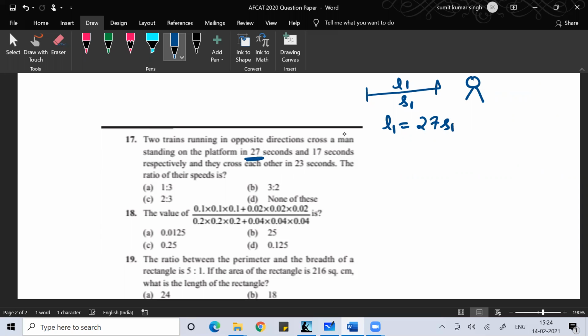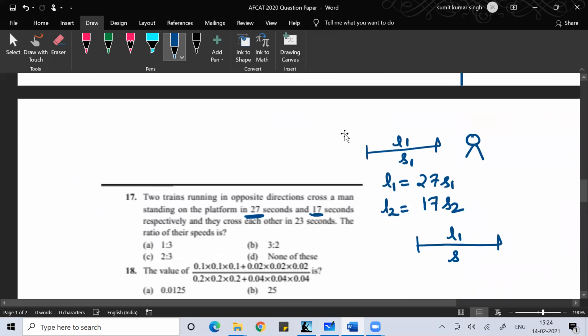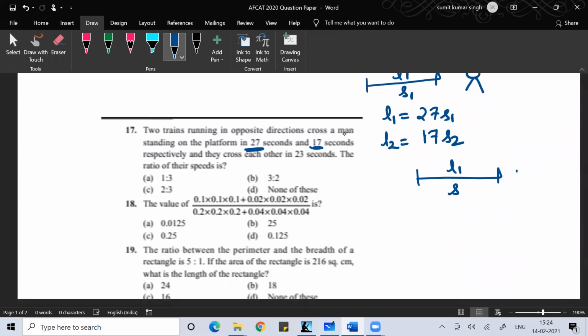So L1 is equal to 27 S1. Similarly, there's another train that crossed this person in 17 seconds. So L2 is equal to 17 S2. Okay, and now this train having length L1 and speed S1 is crossing another train having length L2 and speed S2. So it doesn't matter whether the two trains move in the same direction or opposite direction.